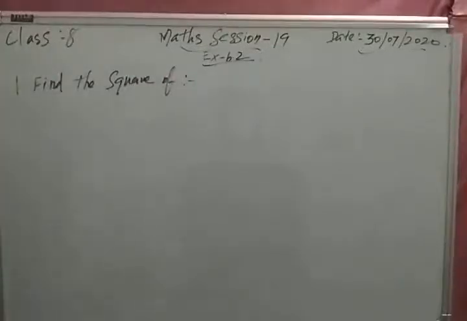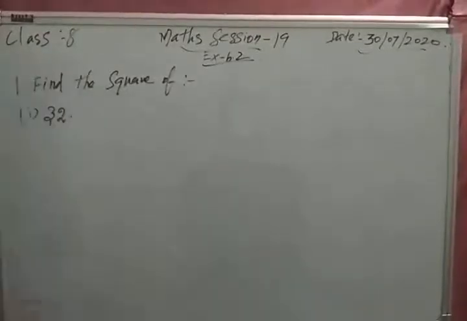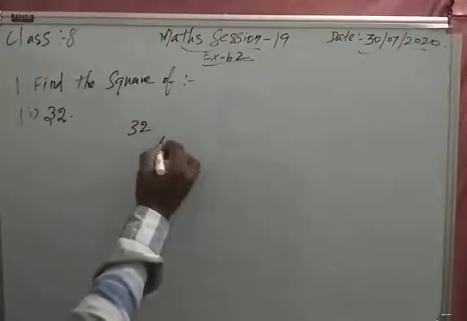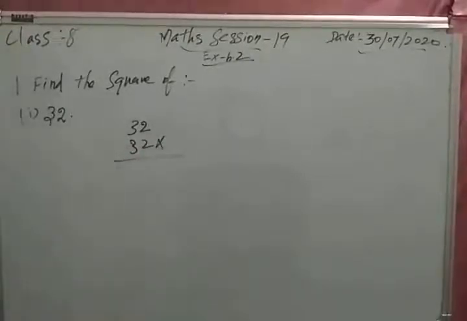The first one we can take is 32. Here they have given the number 32, and we can find out the square value. We already know what the square value is. We will write it two times: 32 multiplied by 32. That is the square value, right?